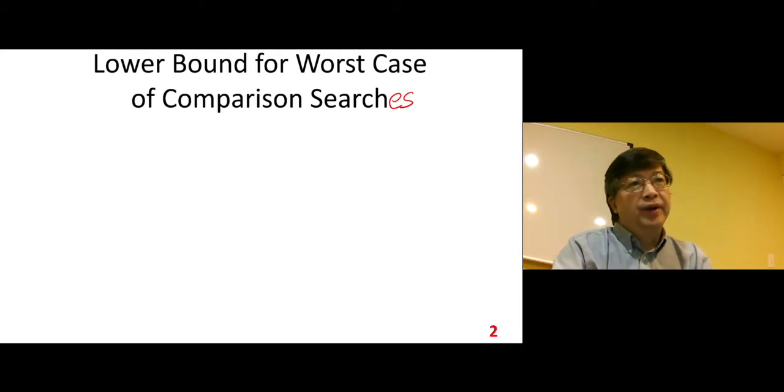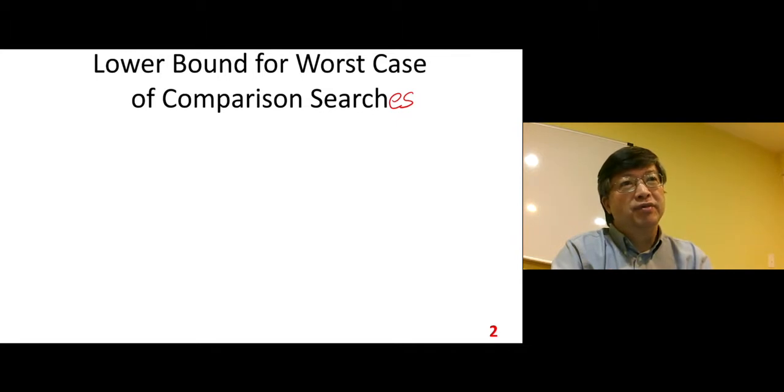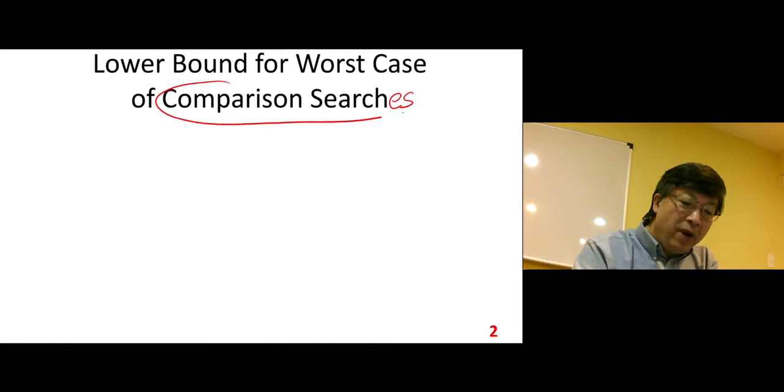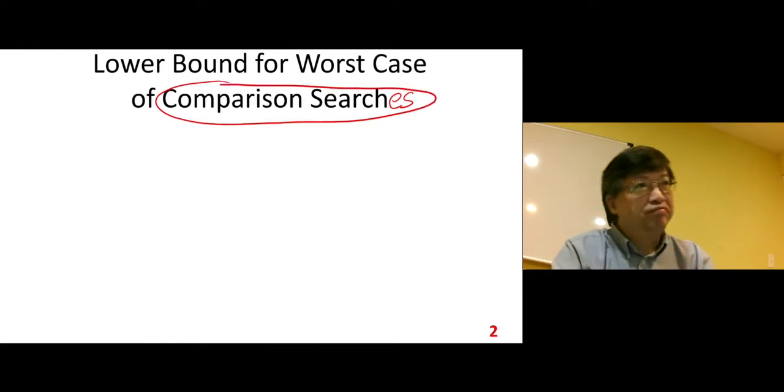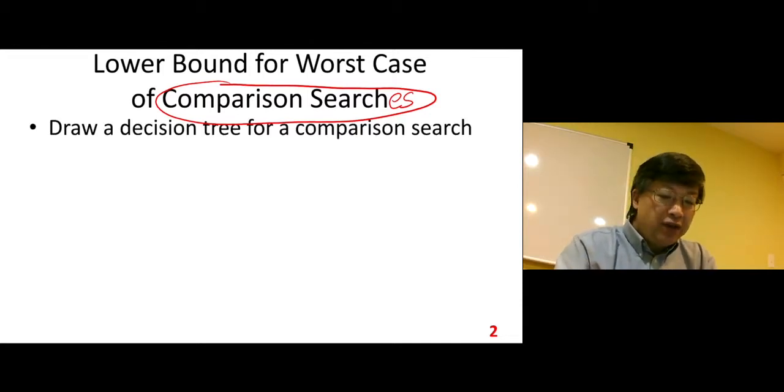All right. From our part B.4, we know how powerful this decision tree tool is. Here, let us apply it another time, so we can find a lower bound for comparison searches. Another good topic. All right. Draw a decision tree for a comparison search.